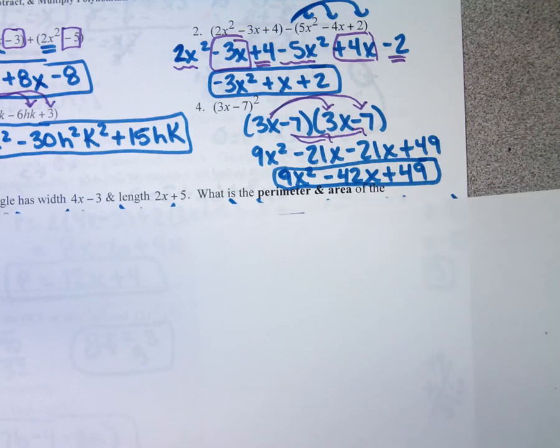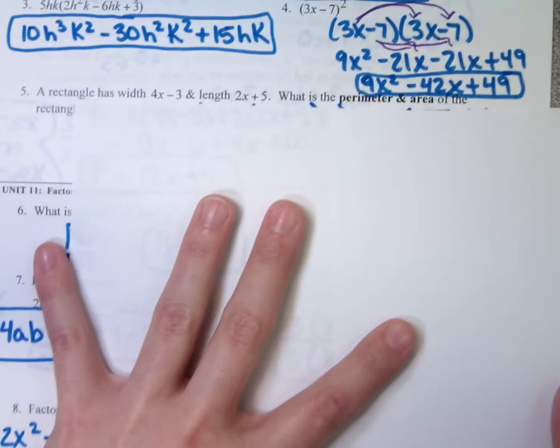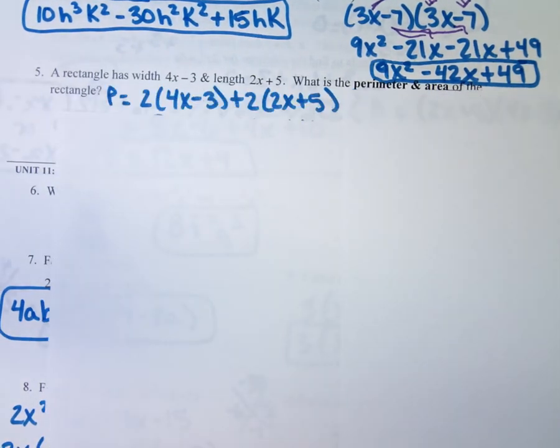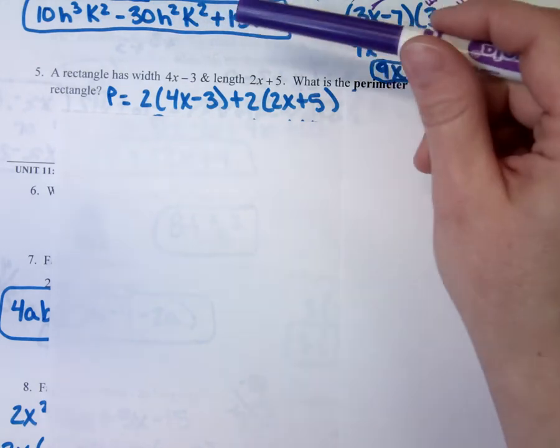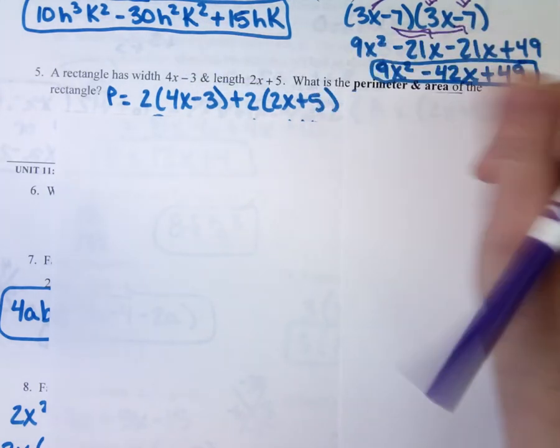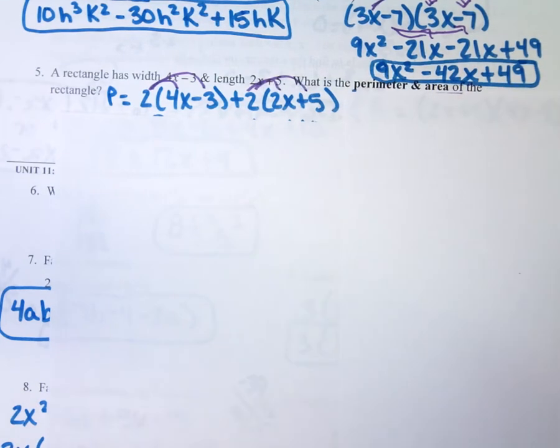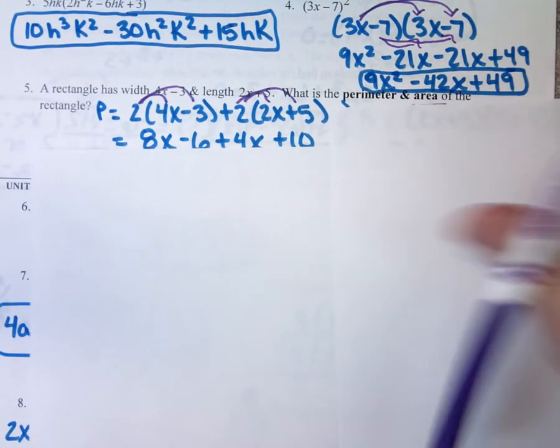Okay, number 5. It gives me the width and the length of a rectangle, and it asks for the perimeter and the area. So perimeter is 2 times the length plus 2 times the width. So that's what I did here. I took 2 times my length, and I took 2 times my width. I distributed the 2. That gave me this step right here.